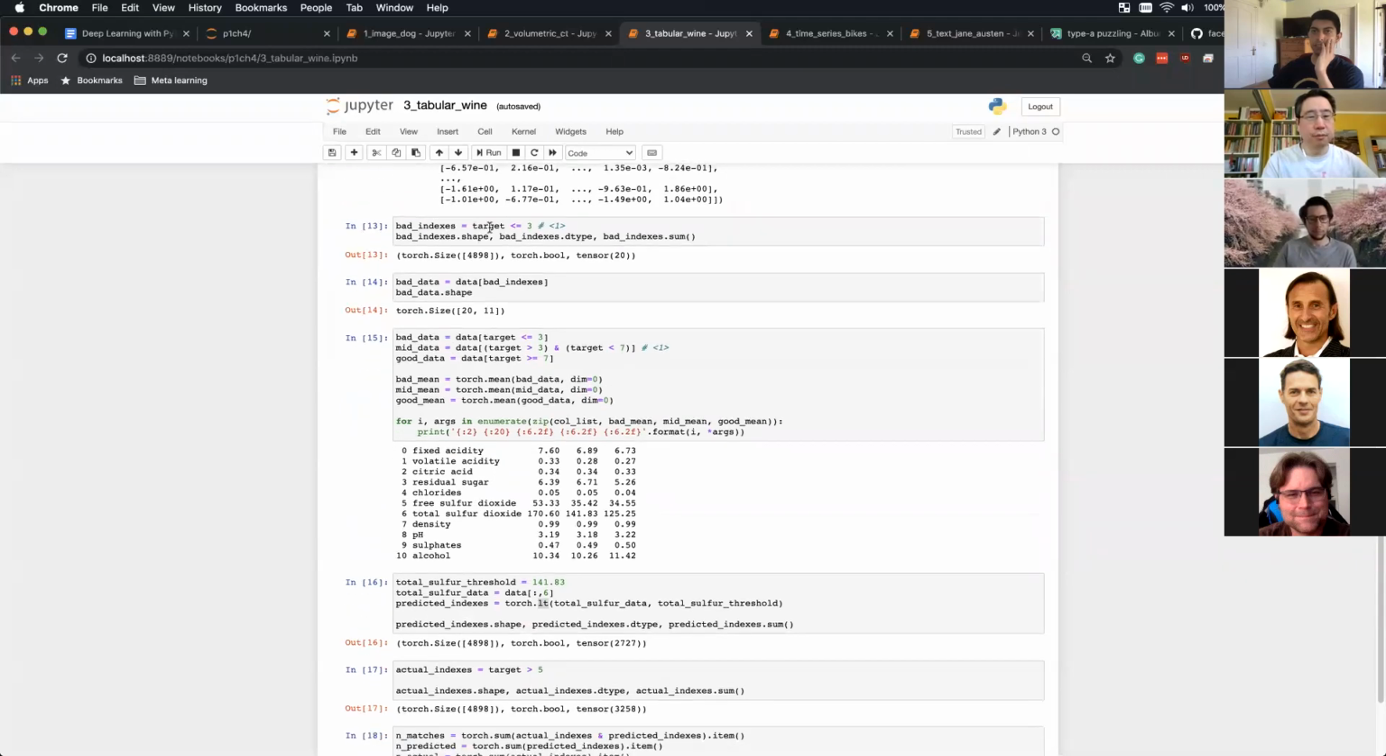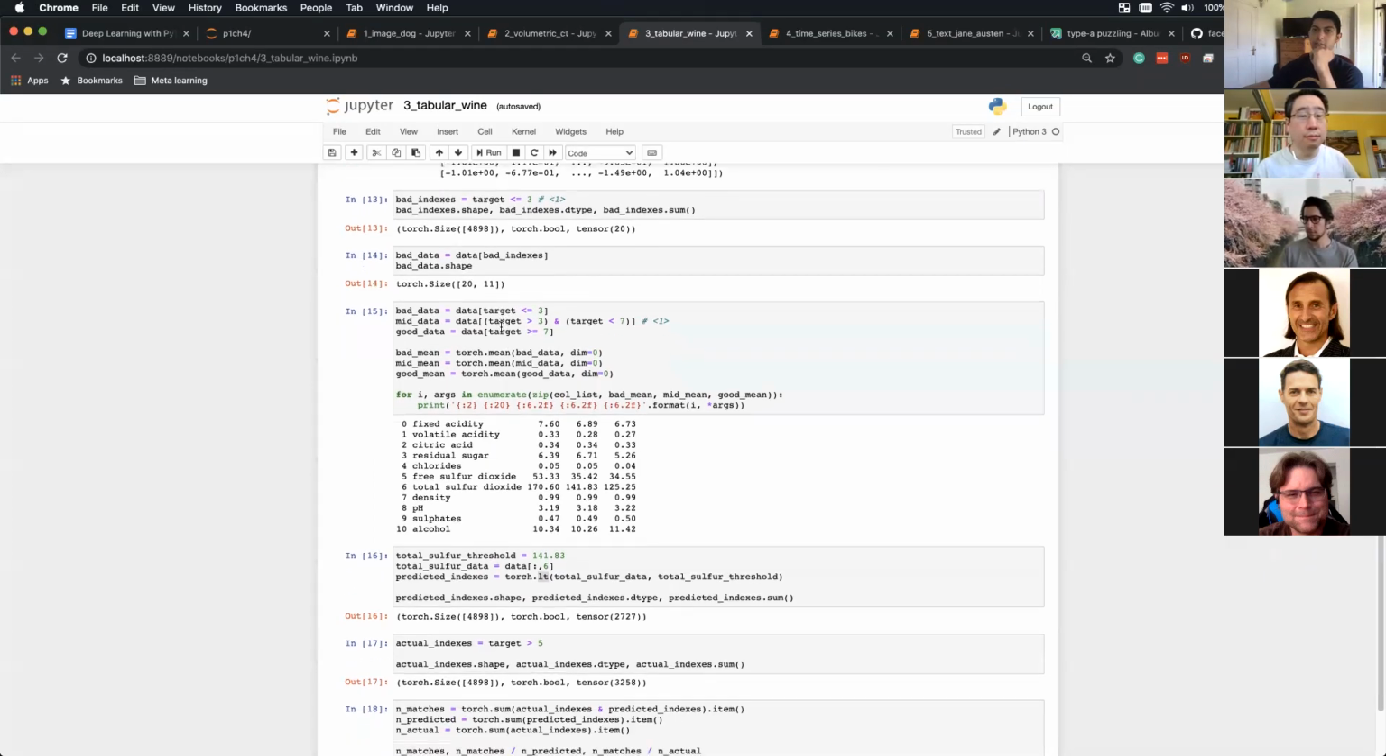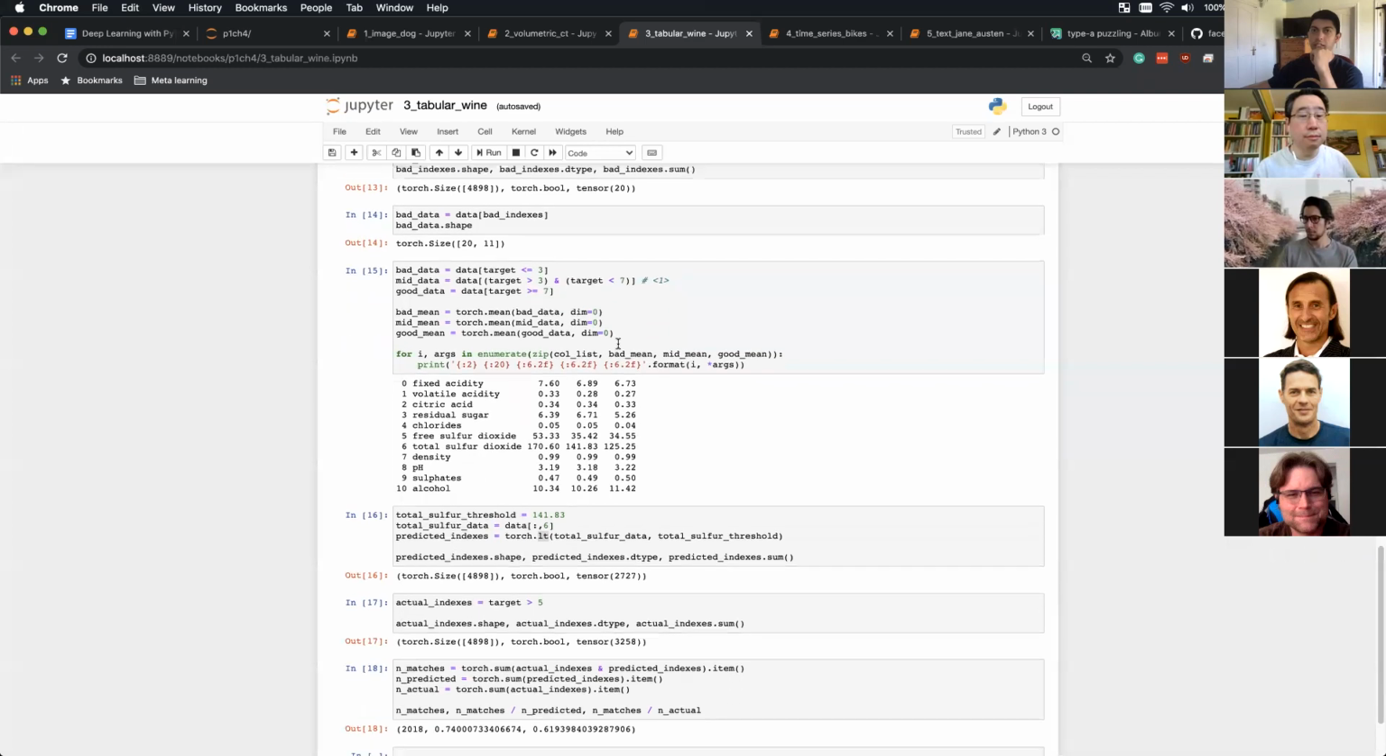And then this is where they do the indexing that we were talking about. So they're looking for the rows where the target is less than or equal to 3. So all of the times where the quality of the wine was less than 3, grab all of those rows, and then we can look at the characteristics of that and see what's special about bad wines.